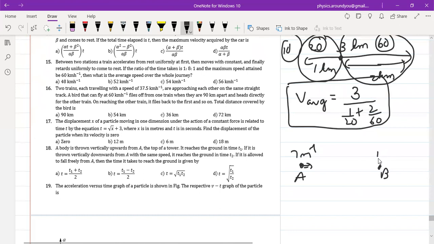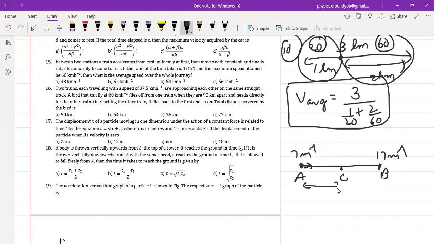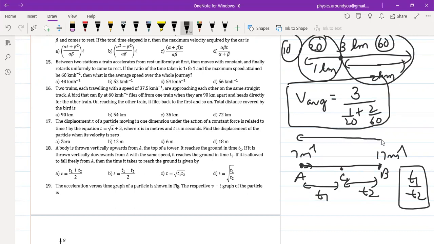Okay. And there is a midpoint C, right? The time taken to go from A to C is T1. The time taken to go from C to B is T2. What is the value of T1 is to T2 is being asked. Good. So how do we find first T1 is to T2 ratio? Let this entire distance be, say, X. How can I relate 17, 7, and X?